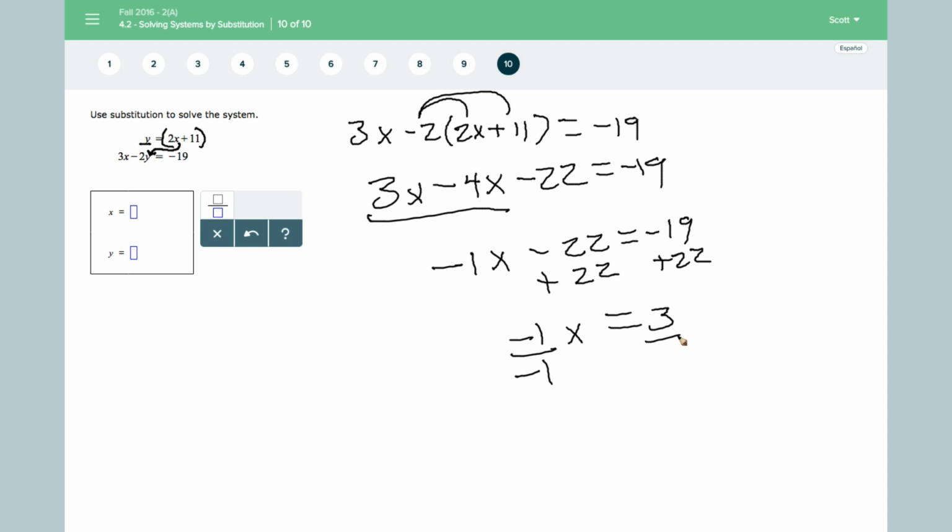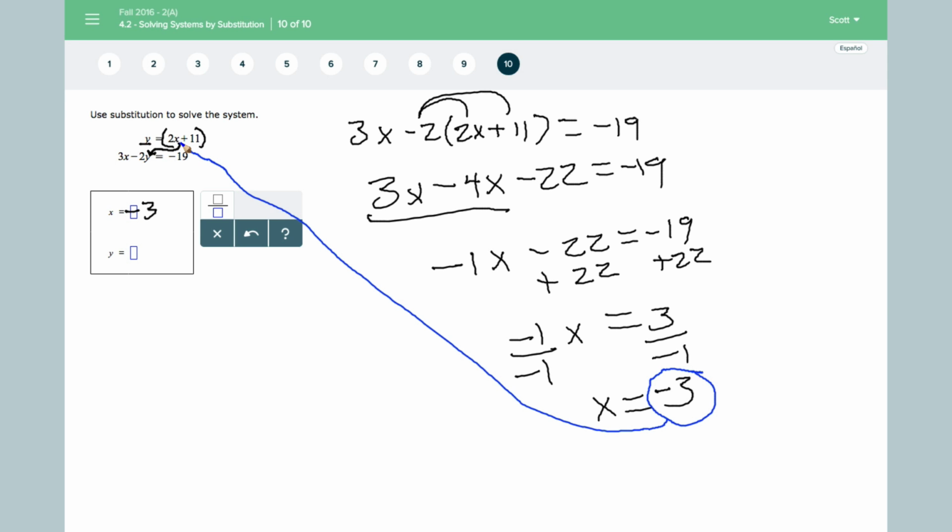Divide by negative 1, divide by negative 1, x equals negative 3. So in my x, I'll put negative 3. Then I take that negative 3 and plug it in right there for x, giving me 2 times x plus 11. What is x? X is negative 3. 2 times negative 3 is negative 6, plus 11, and that's 5. So y is 5. So that's how you do the homework for solving systems by substitution.